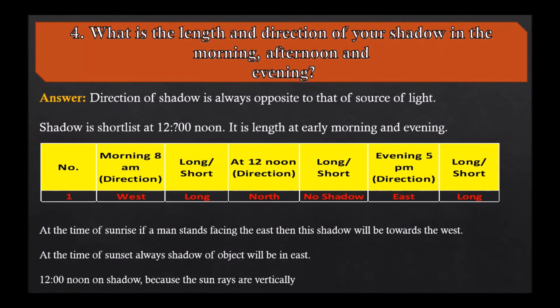So the direction of the shadow is always opposite to that of the source of light. Shadow is shortest at 12 noon. It is longest in the early morning and evening. At the time of sunrise, if a man stands facing the east, his shadow will be towards the west. At the time of sunset, the shadow of an object will always be in the east. At 12 noon there is no shadow because the sun rays are vertical.